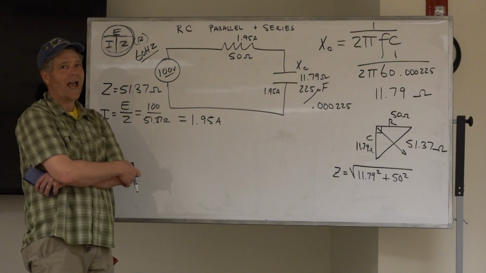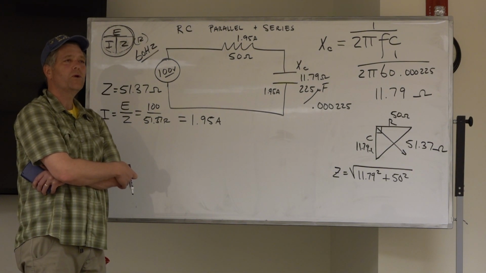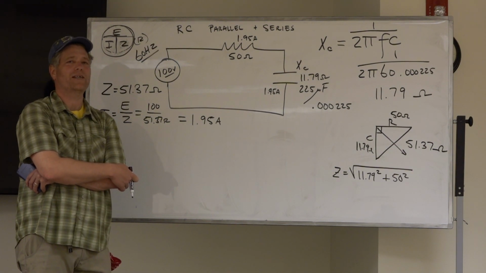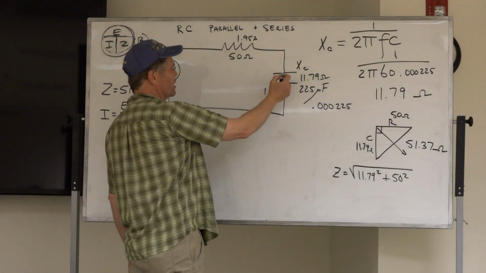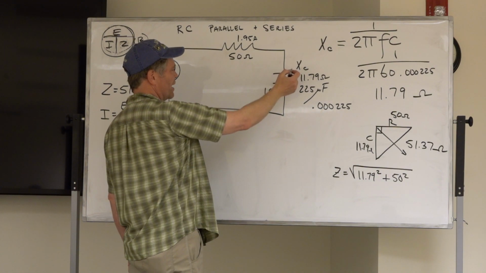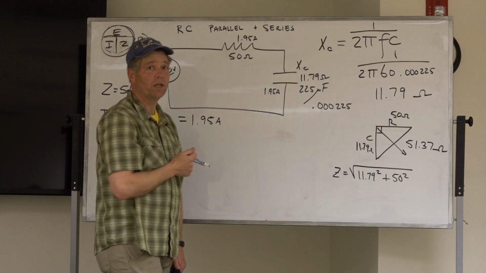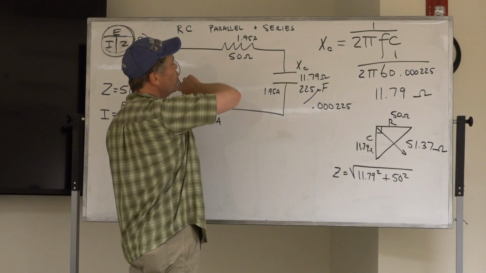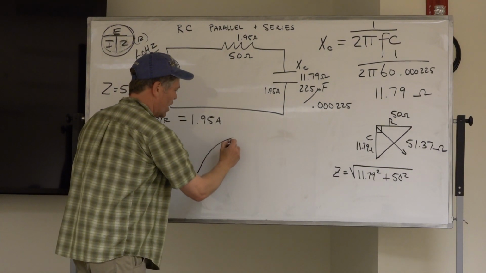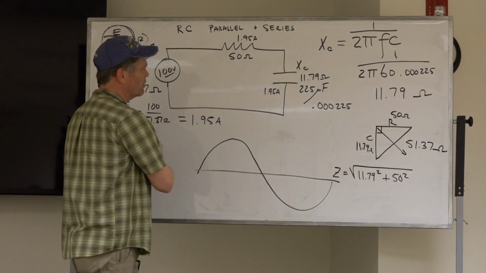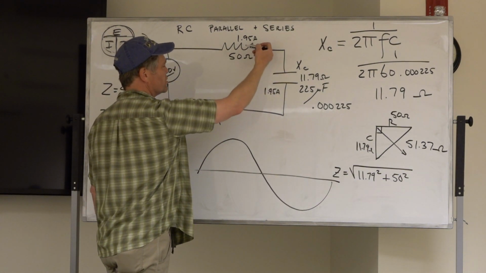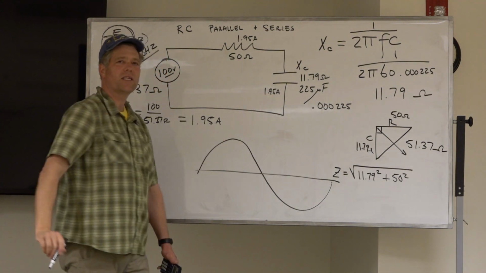The current doesn't actually go through the capacitor. We talk about it going around the capacitor, but that's not actually even happening either. What's happening is charge is building up on this plate of the capacitor when the voltage is up, on that part of the sine wave. When the voltage goes back down to zero, it starts releasing charge off of that plate, and charge is building up on the other side.